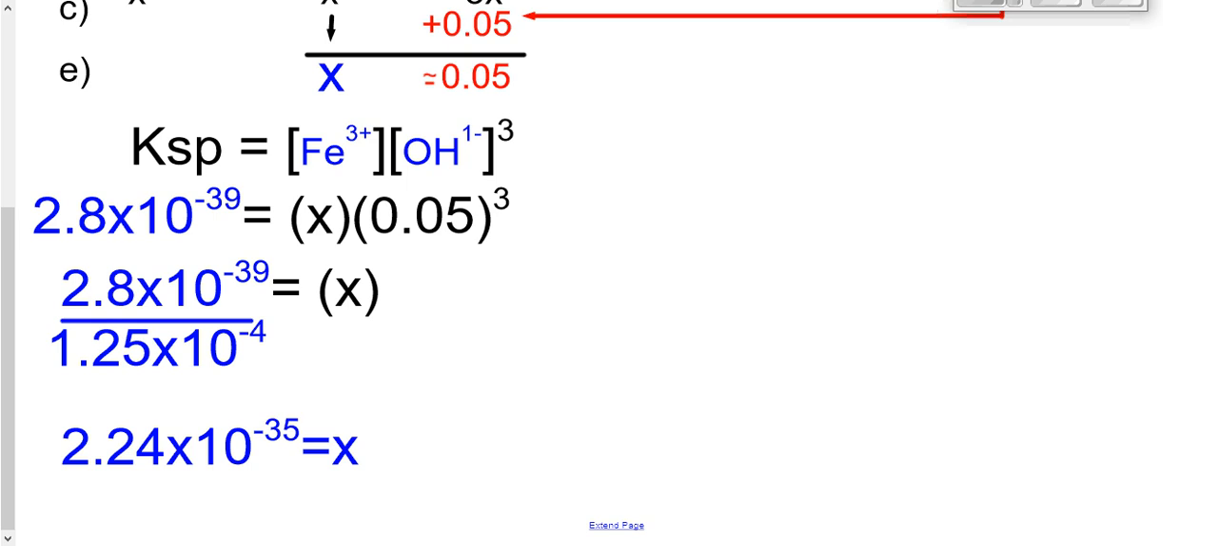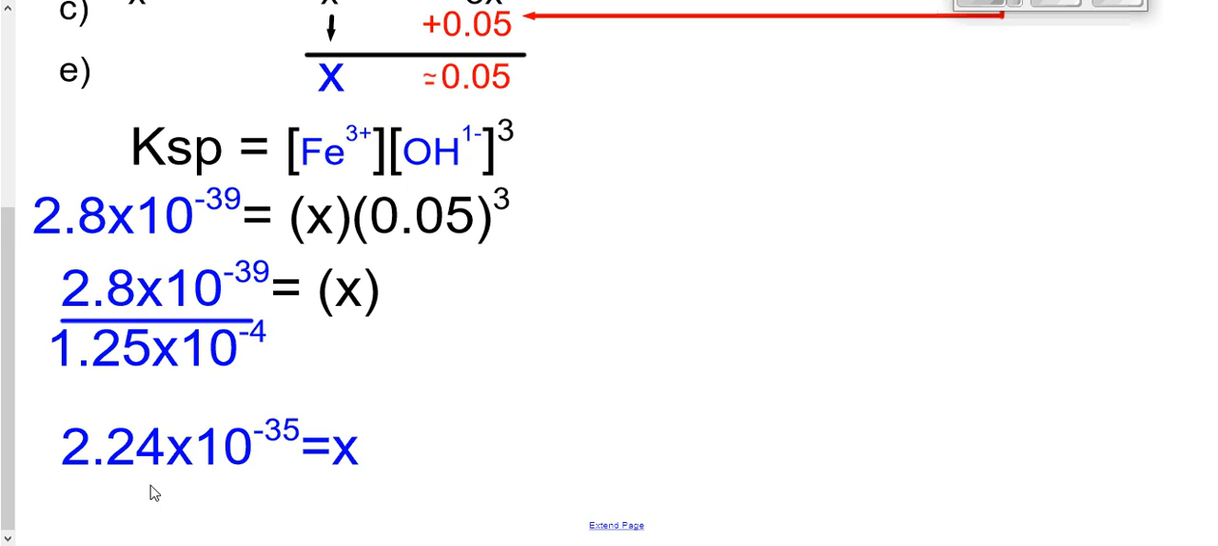You can see that had I taken 3 times this amount and added it to the 0.05, you still would have had 0.05, 0.0000 and some digits. It would have rounded back out to 0.05. The value for x is very, very small.